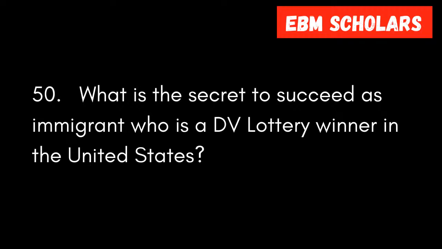And the last question, question number 50: What is the secret to succeeding as an immigrant who is a DV lottery winner in the United States of America? This is a very good question. A few things. Number 1, don't commit any crime. Don't find unnecessary shortcuts here, which can lead you into legal trouble.